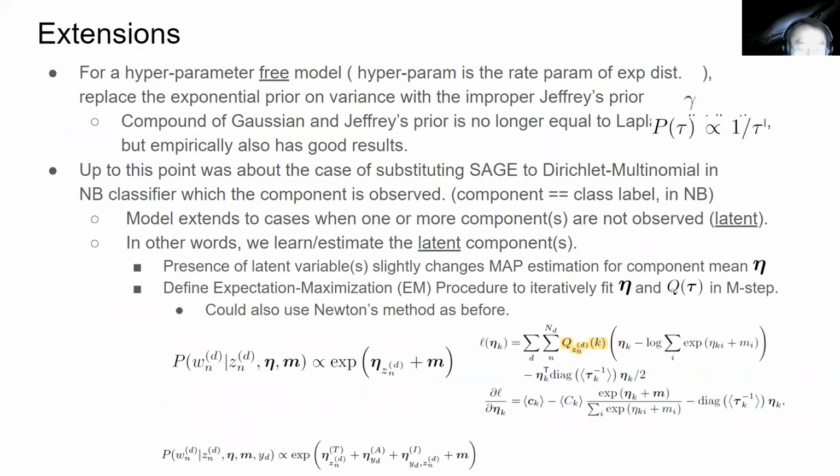So that was the estimation. Okay, that was the estimation for the naive Bayes classifier when the SAGE model replaces the standard multinomial. That was what we were talking about before, the NB classifier.